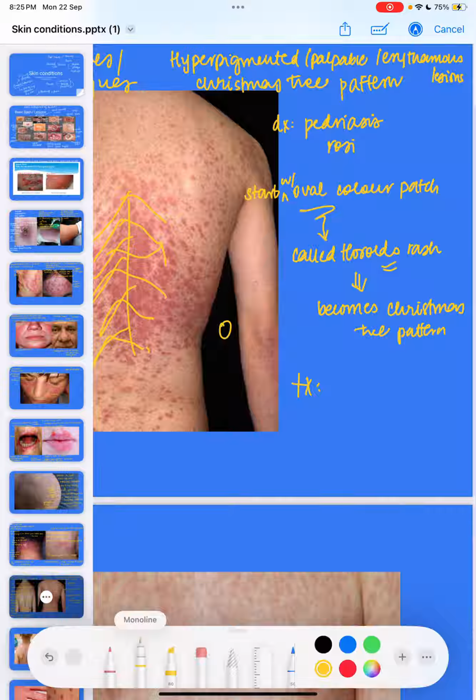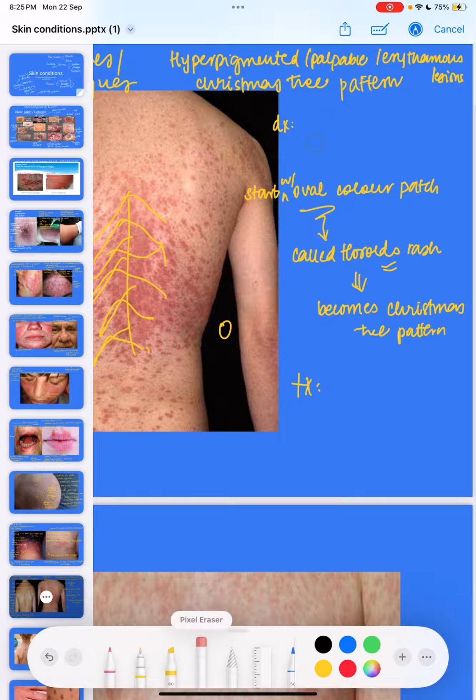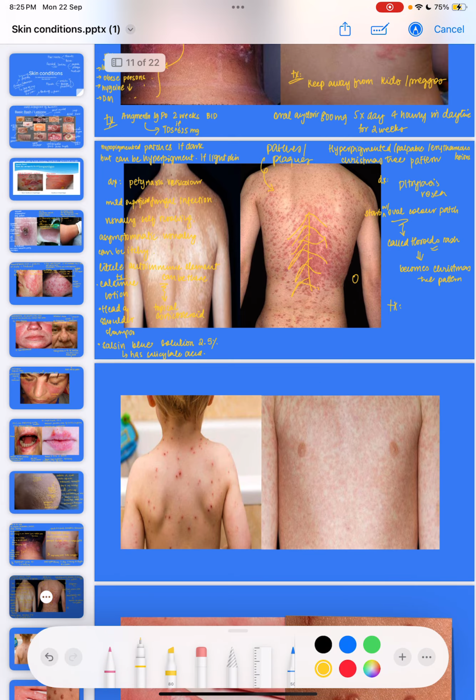And this is also pityriasis. Let me just, sorry, my spelling. Rosea, okay? So these are both pityriasis, but they're different forms.